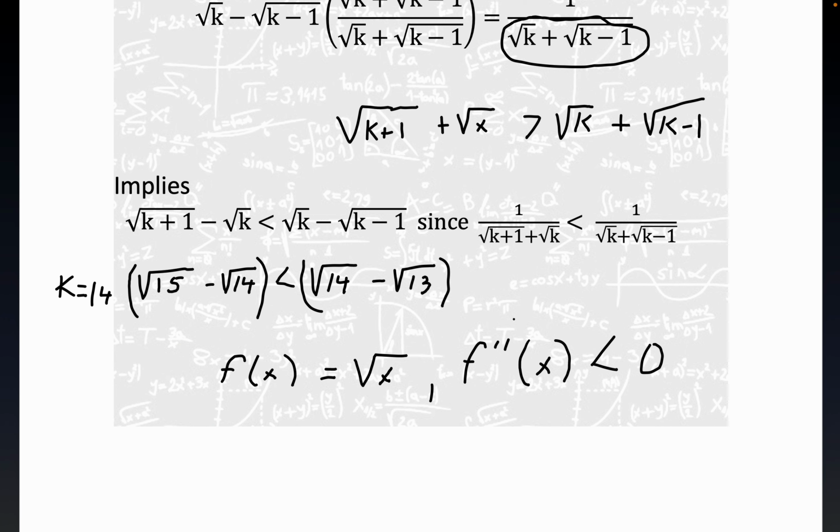f double prime less than 0 implies that f prime of x is decreasing. I'll put an arrow downwards. So the function's increasing, but it's increasing at a decreasing rate, if that makes any sense. From a calculus point of view, this expression makes sense. It's very believable. However, we just proved it strictly by algebraic means. So this guy right here is the larger number, and that was what the original question was asking. Which one is larger?